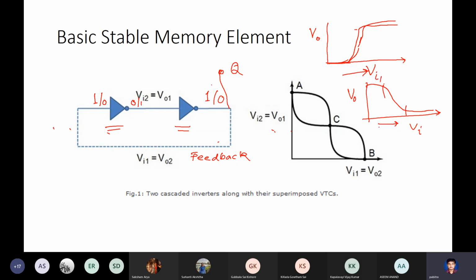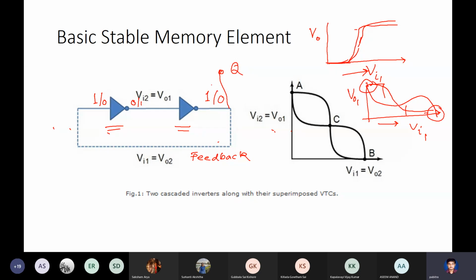So let's say this is the input-output for the first NOT gate, and the output of the first NOT gate is the input of the second NOT gate. Thus the axes are reversed, so you will get something like this for the second NOT gate. This high value is kind of a stable state. We have already seen if it is at 1, it will continue to stay at 1. Similarly, if it is at 0, it will continue to stay at 0. So these two are stable states.